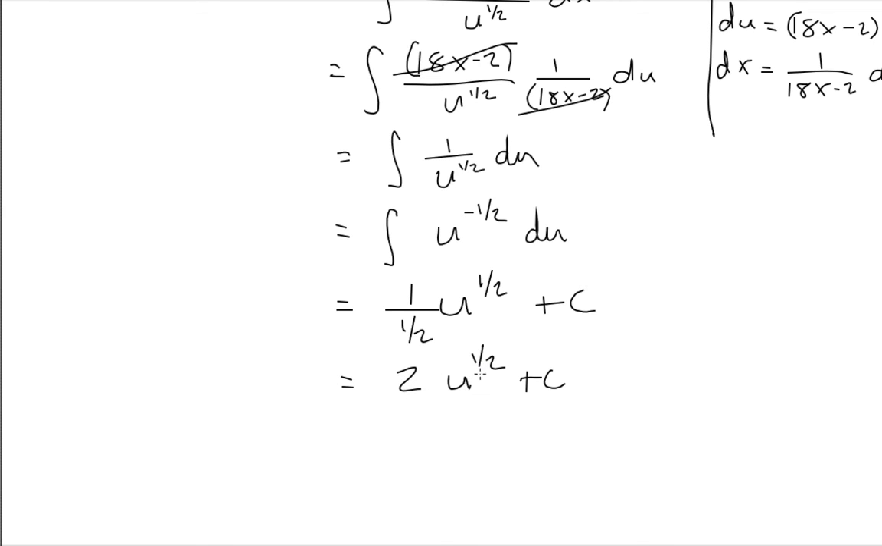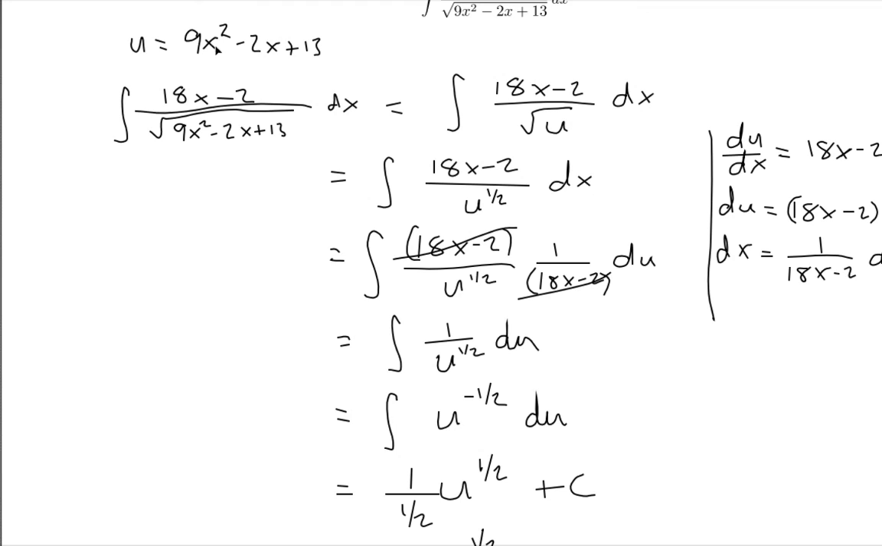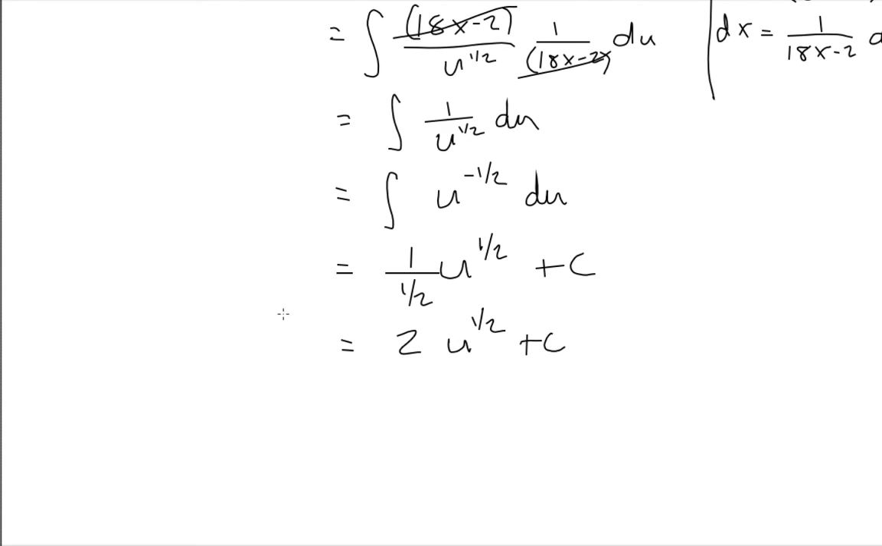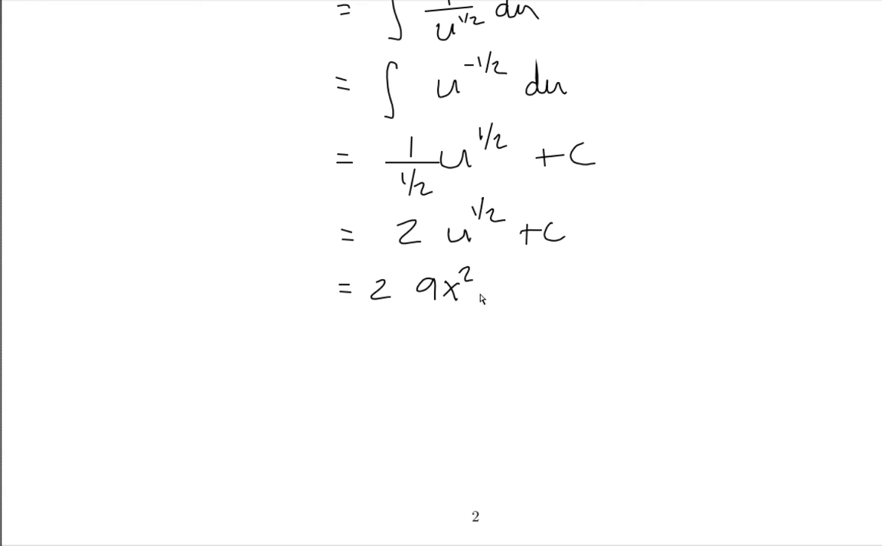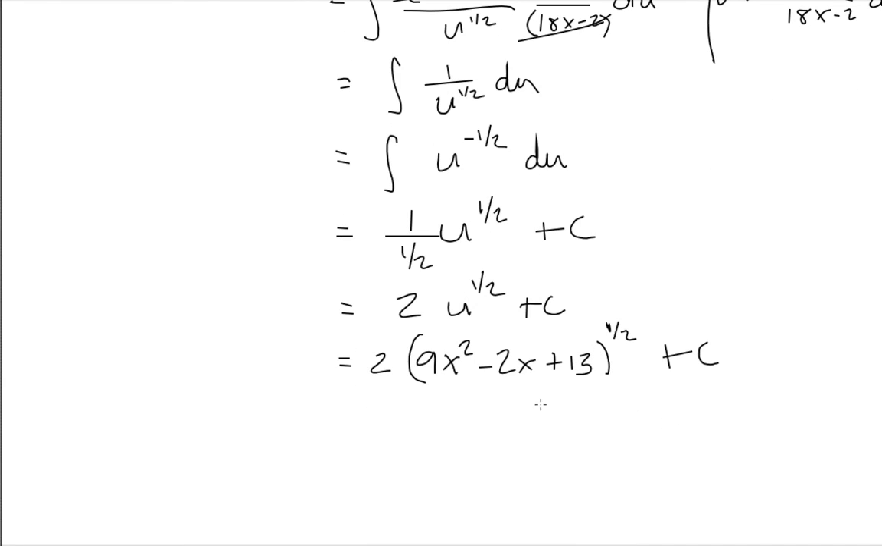Now I replace the u with what it's standing in for, which is 9x squared minus 2x plus 13. So now this is equal to 2 times 9x squared minus 2x plus 13, all inside of this power of 1/2. All I've done here is replace u by what it's standing in for. And then, if you want, you can replace that power of 1/2 with a square root. You don't have to, but you can. So this becomes 2 times the square root of 9x squared minus 2x plus 13, plus c. And this is the final answer.